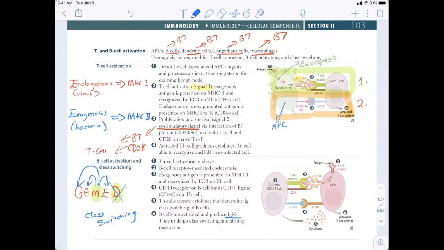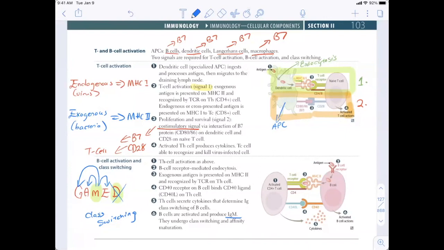All right. So, I'm sorry, does D do its class switch, is that what you mean? Yeah, because you only class switch to something that you need. There's no point in class switching to D because we don't really need it and it is already naturally present, right? So class switching is just going to be your GAE. How do we go from M to G, A, or E? Got it. All right.